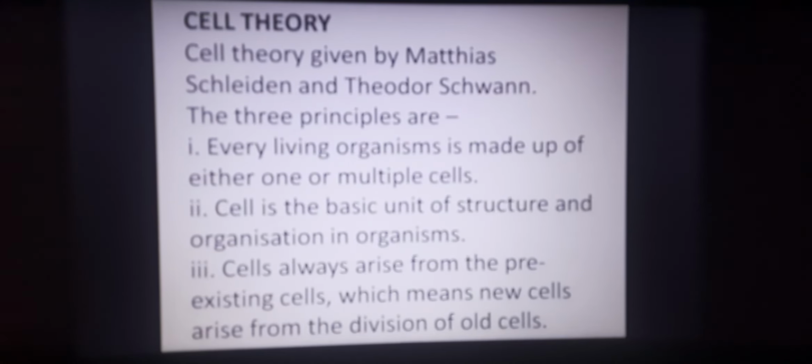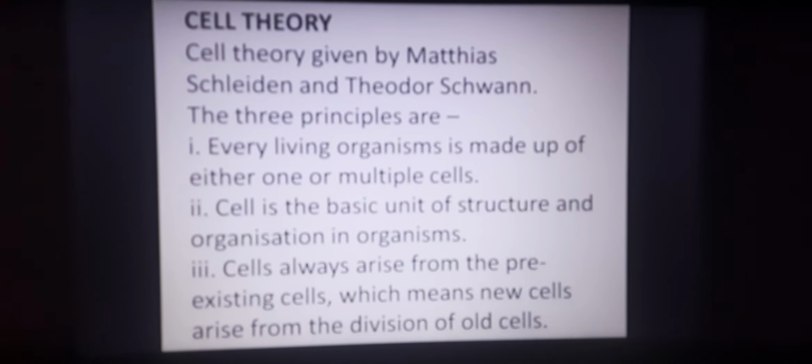Next about the cell theory. This is very important. Several times questions are asked. Schleiden and Schwann gave three principles. Every living organism is made up of either one or multiple cells. Cell is the basic unit of structure and organization in organisms. Cells always arise from pre-existing cells, which means new cells arise from the division of old cells.